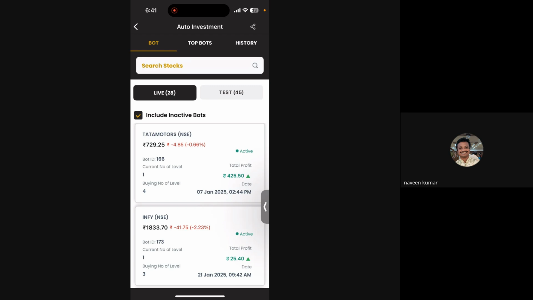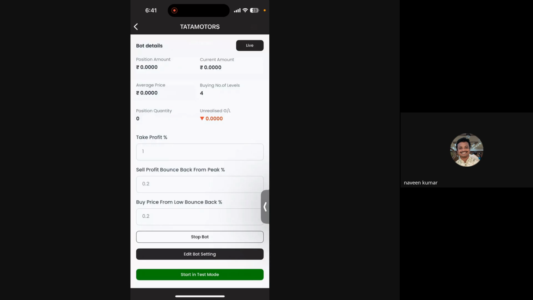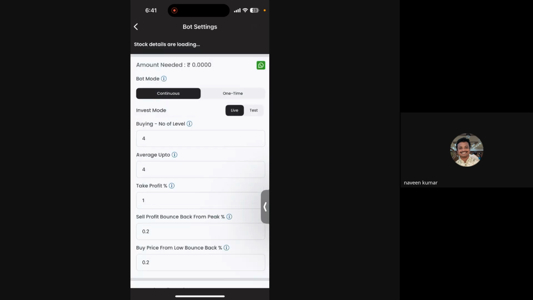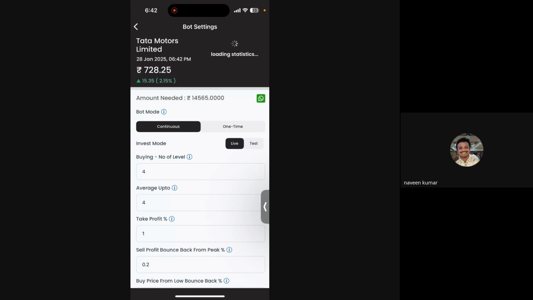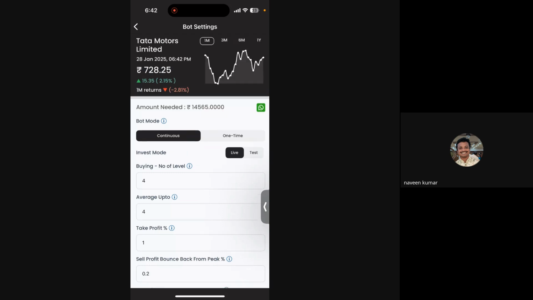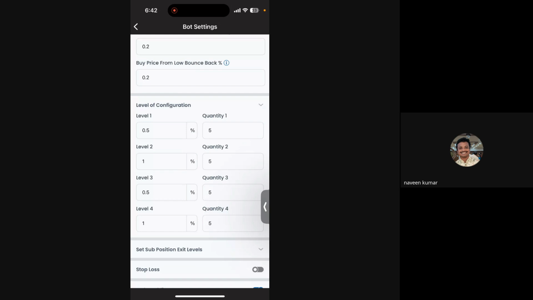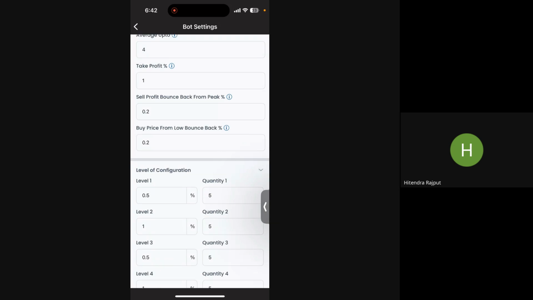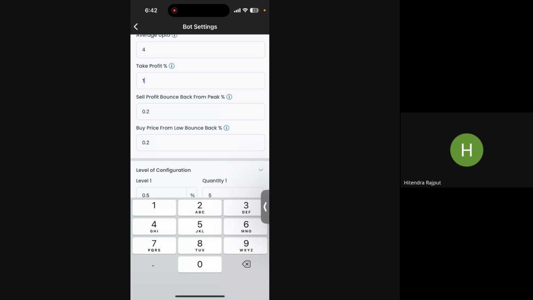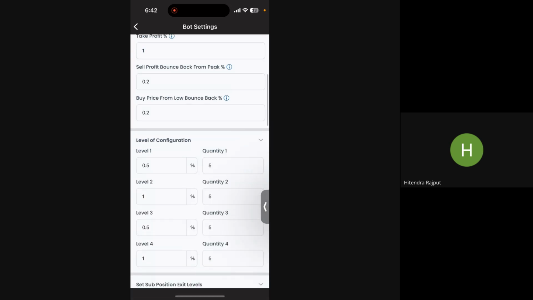See, you might have seen the live Tata Motors bot here. The amount required for this is 14,000, but it will not utilize it all at once. You can see here, I have kept only 5555 quantity for every fall in price. Whenever there is a fall and a bounce back of 0.2%, it will buy. And after reaching 1% profit, whenever it declines by 0.2%, it will sell.